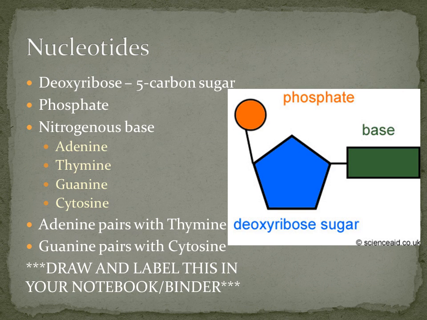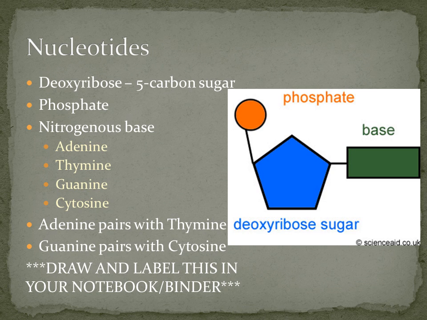So let's look a little deeper at nucleotides. Nucleotides have three main parts. They have a sugar molecule, and that sugar is called deoxyribose. Remember that "ose" tells us it's a sugar. And it's a 5-carbon sugar, so it looks like a pentagon. Attached to that 5-carbon sugar is a phosphate group. And then attached over here is a base. And this is a nitrogenous base, meaning it has nitrogen in it.